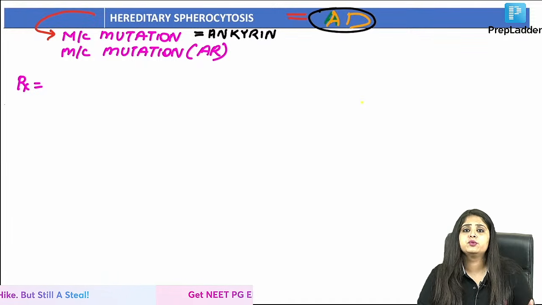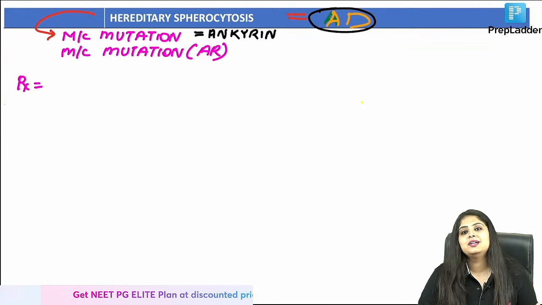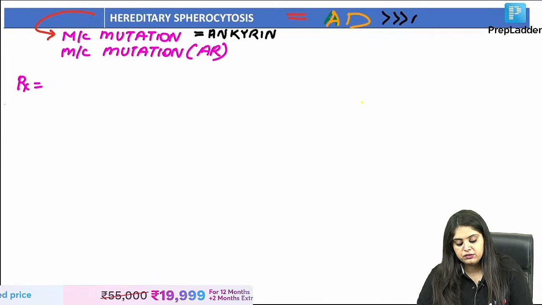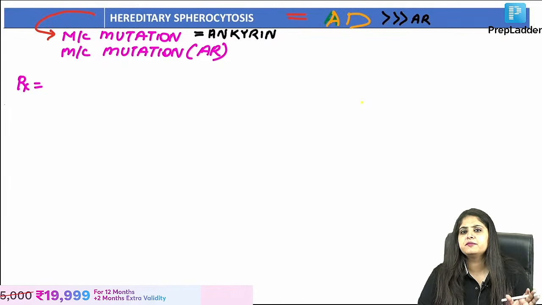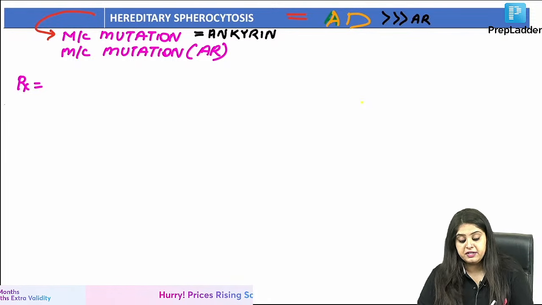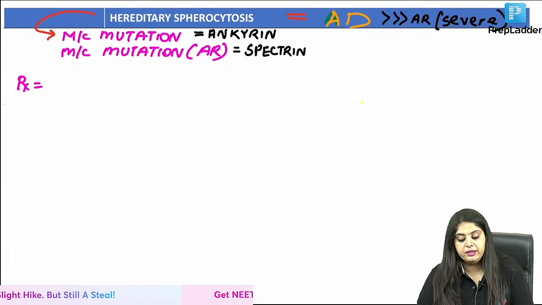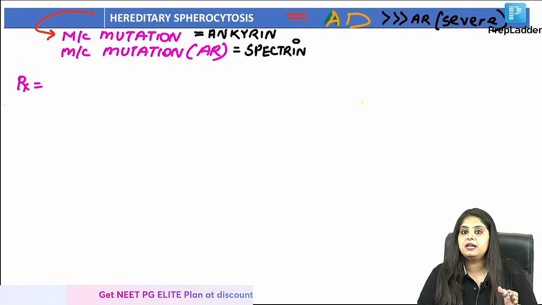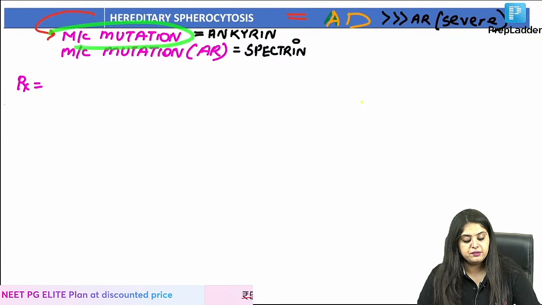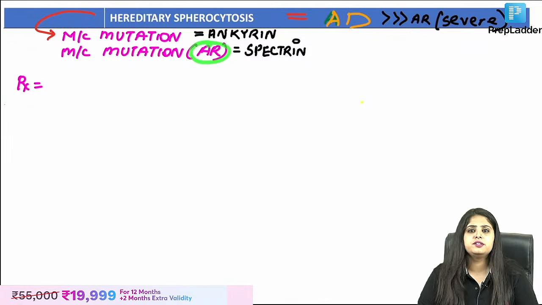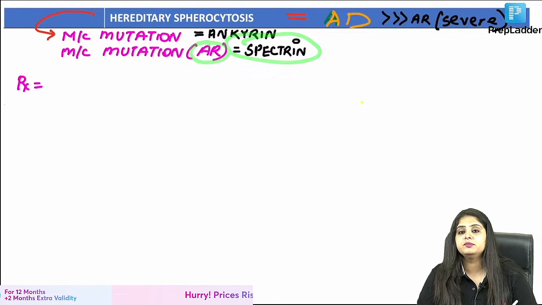Because you said that it is most commonly autosomal dominant, but nothing is 100% in genetics. It is most commonly autosomal dominant. Some 20-25% of cases can be autosomal recessive, and those cases are very severe. So the mutation in the very severe or autosomal recessive type of HS is going to be spectrin. Please note this for the exam. If they just ask a simple question, the answer is ankyrin. If they say severe disease, autosomal recessive disease, then your answer becomes spectrin.